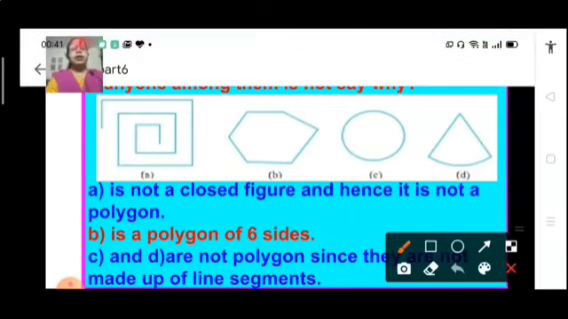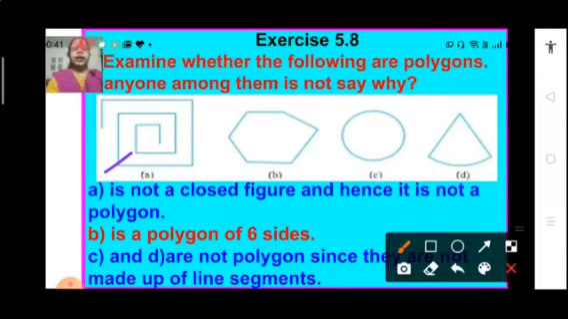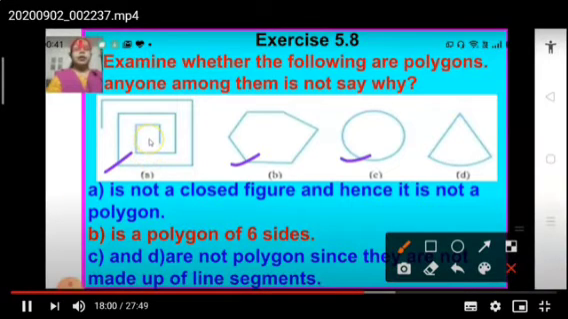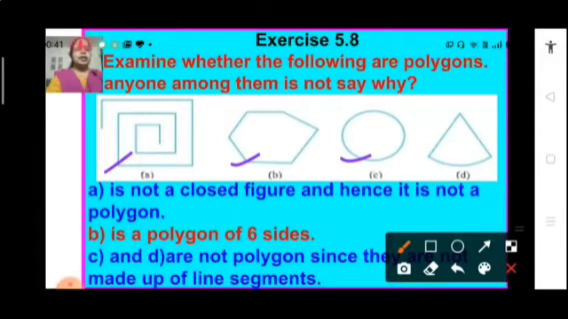So figure 1, it's not a polygon. Why? Because it's not a closed figure, it's an open figure. Now B, yes, it is a polygon because this figure is entirely made up of line segments. C is not a polygon because it is a circle. It is not made up of line segments. And D is also not a polygon because it is not entirely made up of line segments.